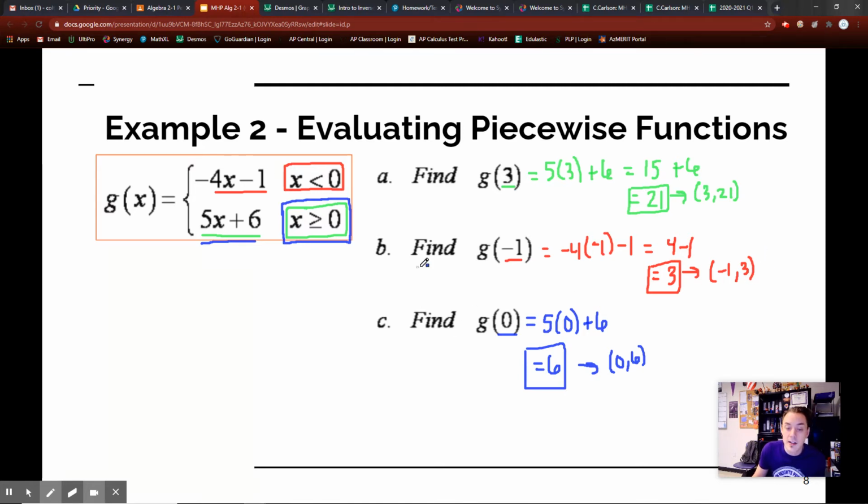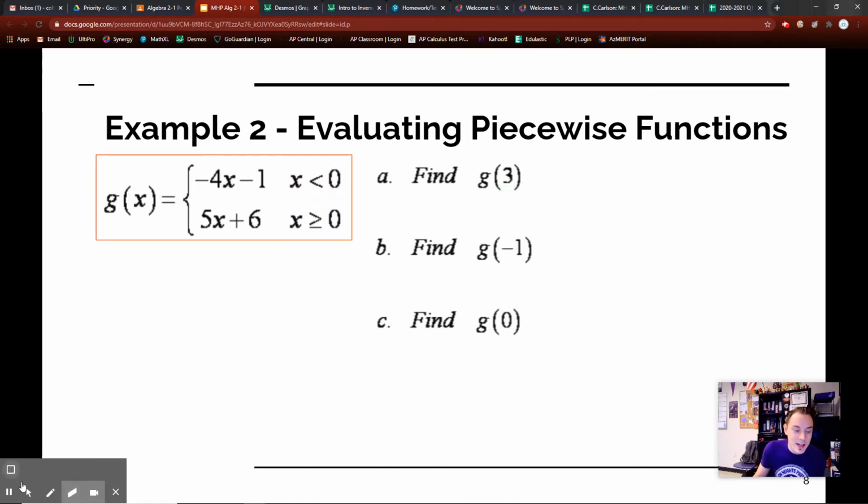And then I plug in 0. Now, I do it again for this function because it says greater than or equal to. So that means since it's equal to 0, I need to plug it in there. And so 5 times 0 is 0. And then plus 6 is, of course, plus 6. What's my point? 0, 6. So if you got these questions, that's awesome. Amazing. Good job.